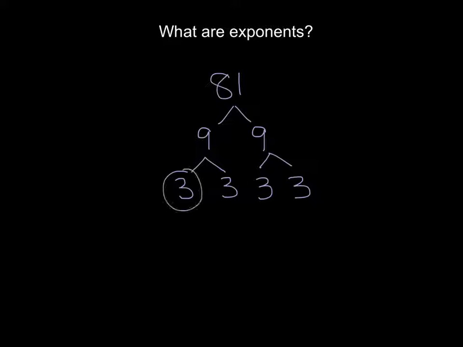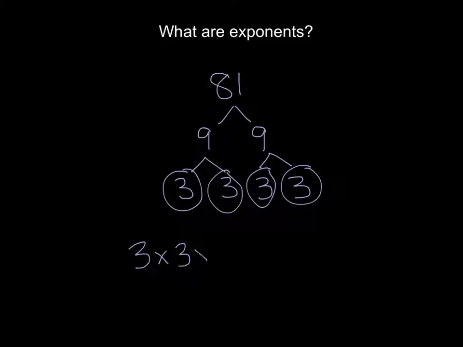What are exponents? In previous units, we worked with prime factor trees to find the prime factorization of numbers. Often, there are factors that repeat in a prime factorization. In the example I'm doing here, you'll see that 81 factors into 3 times 3 times 3 times 3. We can write repeated multiplication like this in a different way. We can multiply all the 3's together and write the number this way.